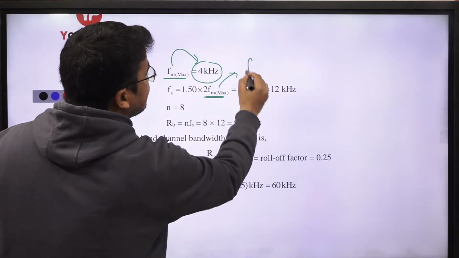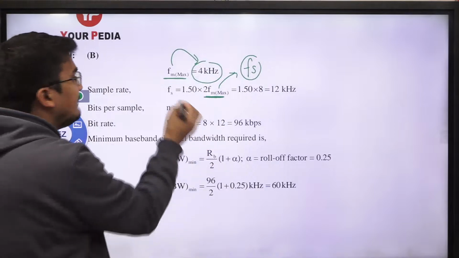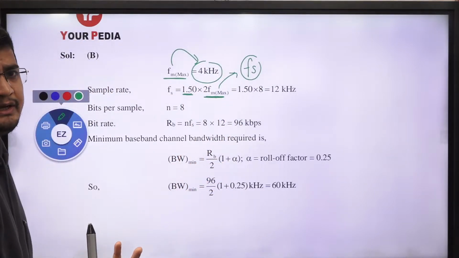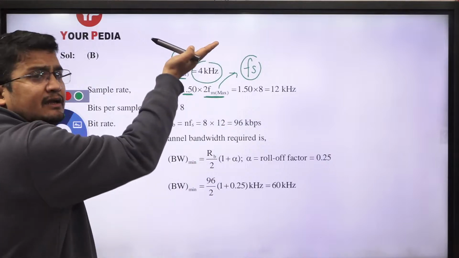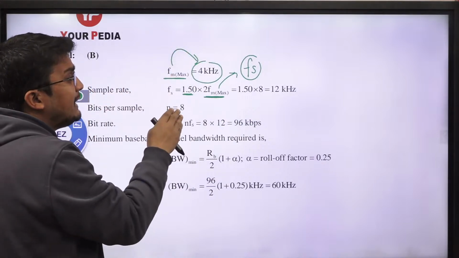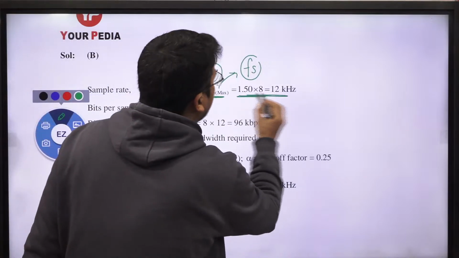This is my fs, right? But he is saying 50% higher. That is why I am taking 1.5. Otherwise, it will be 1 into 2 fm, right? But he's saying 50% higher. It means now the sampling is done at 1.5 multiplied by the Nyquist sampling rate. So what will I get? I will end up getting this value, 12 kilohertz.